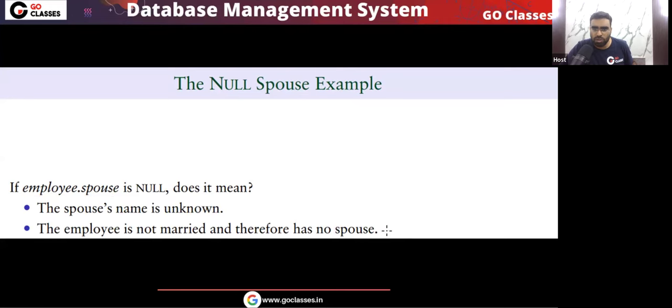No, the most probable situation is this. Anyway, don't worry. In the GATE exam, they will not ask you, but this is just for understanding. If the spouse column is null for some employee, Raju, then it simply means that Raju is unmarried. Very simple. So you can see the point is that we can use null value in many different situations.